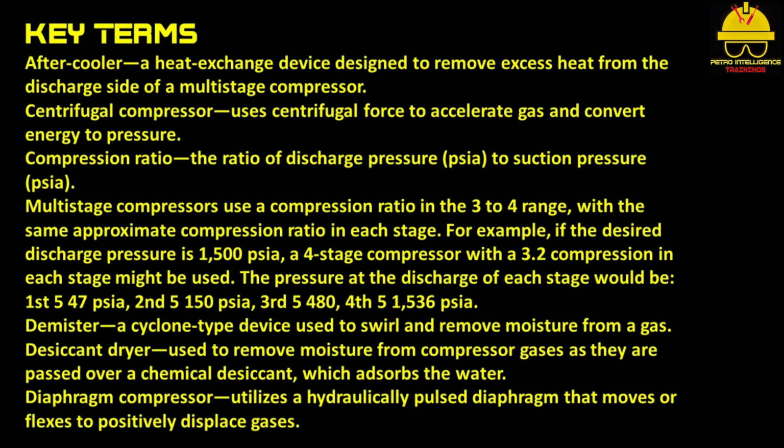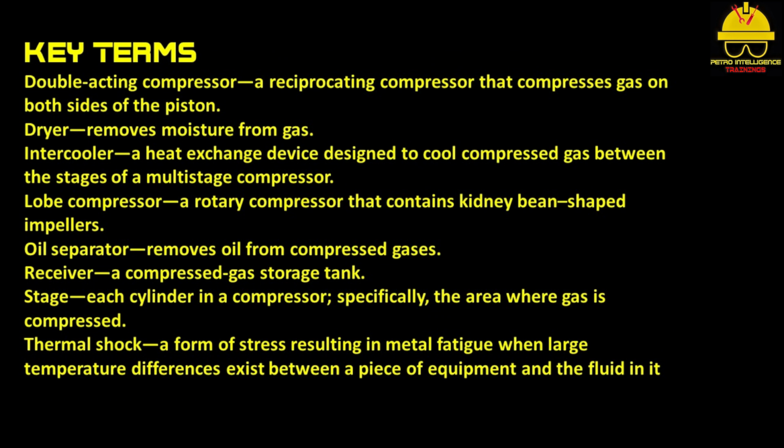Demister is a cyclone-type device used to swirl and remove moisture from a gas. Desiccant dryer is used to remove moisture from compressor gases as they are passed over a chemical desiccant, which absorbs the water. Diaphragm compressor utilizes a hydraulically pulsed diaphragm that moves or flexes to positively displace gases. Double-acting compressor is a reciprocating compressor that compresses gas on both sides of the piston. Dryer removes moisture from gas.